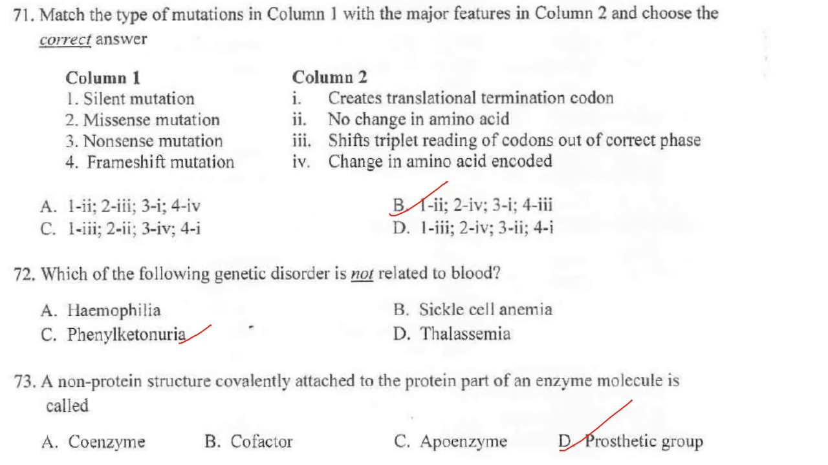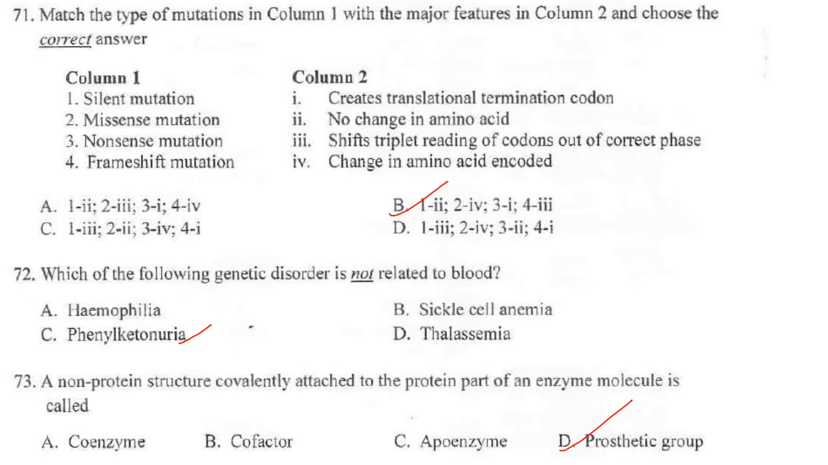Answer is option. Then match the type of mutation in column 1 with the major features in column 2 and choose the correct answer. So silent mutation is no change in amino acid. 1, 2. Missense mutation, change in amino acid encoded. Nonsense mutation, creates translational termination codon. Frameshift mutation, shifts the triplet reading of codon out of the correct phase. So the answer is option B, that is 122431143.